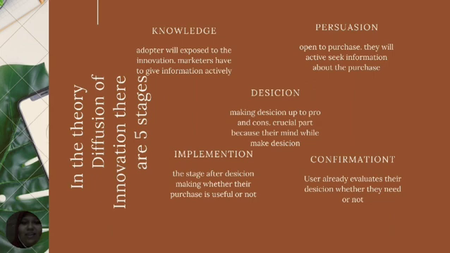This is the crucial part because their mind will be up and down to make a decision. The fourth one is implementation, the stage after the decision. They will think whether the product they purchased is useful or not. And the last one is confirmation: the user has already evaluated their decision and whether they need it or not.